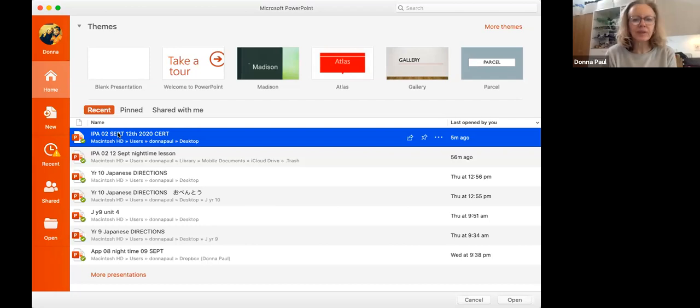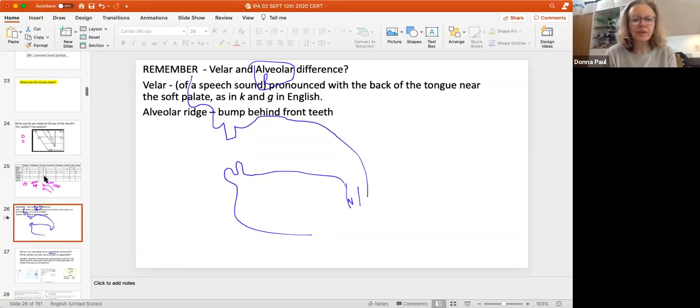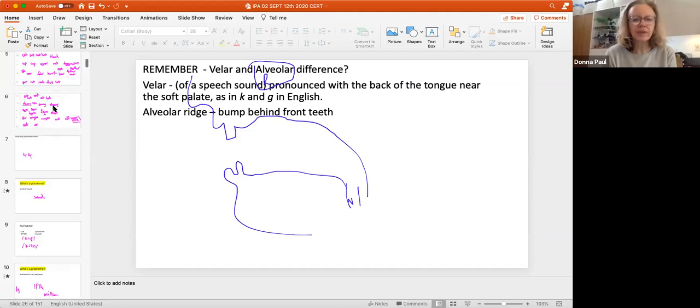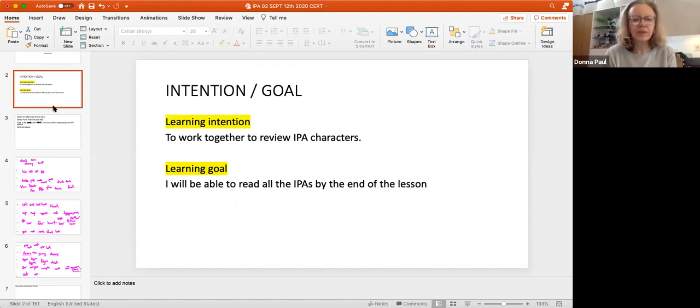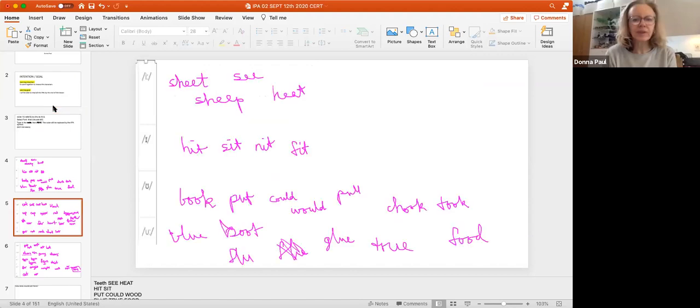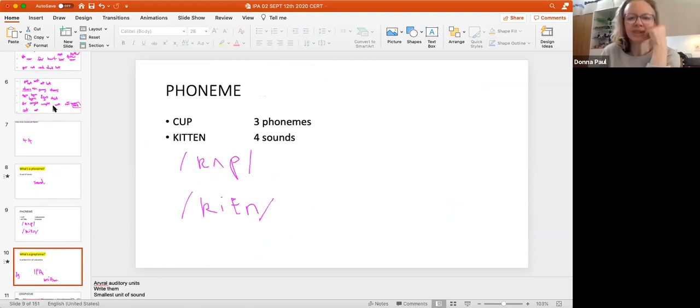And we talked about, so basically just review from last week. So we talked about intention, goal, how we always should do that when we're doing a lesson, and talked about how to get the IPA on computers, talked about what the various sounds are, transcribing them, talked about how many there are, phoneme and grapheme and morpheme, and about diphthongs, how there's open and closed.